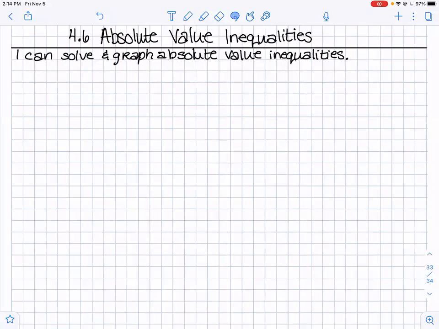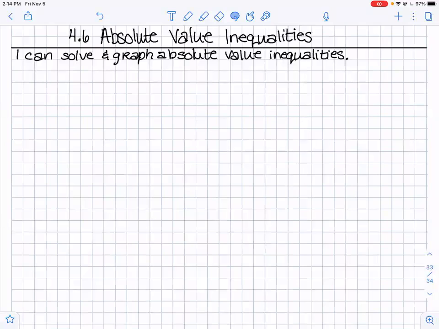All right, so I can solve and graph absolute value inequalities. So this is kind of like equations. You'll see 6. What? 6? Okay, so this is kind of like graphing or solving equations. There's going to be 2 numbers. Okay, you're always going to have to split it into 2 problems.